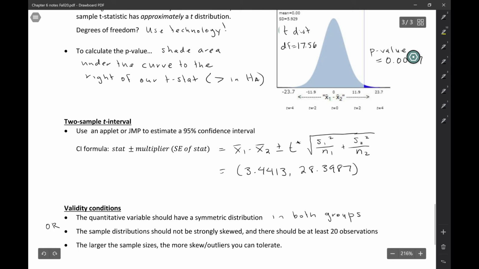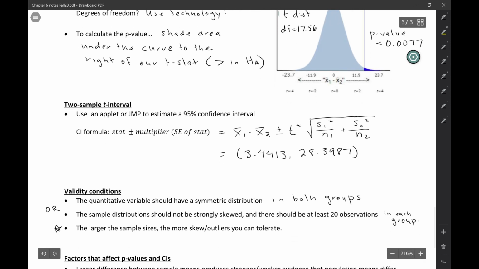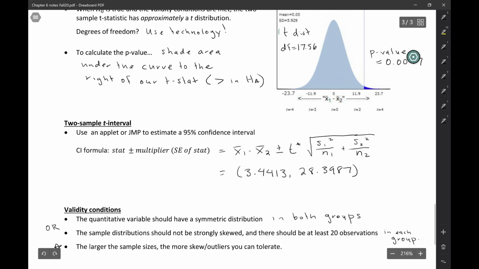Or another option is that the sample distributions should not be strongly skewed and that there should be at least 20 observations, again, in each group. So we're not so much concerned with the overall sample size anymore. We're concerned about the sample size in each group. But just as usual, the larger the sample size is, the more skew and outliers you can tolerate. So there's nothing magic about the cutoff of 20. It's just that the larger your sample size is, the more skew and outliers you can get away with.